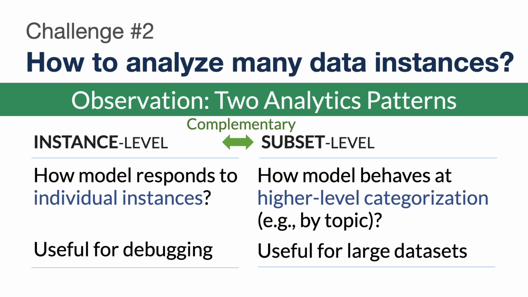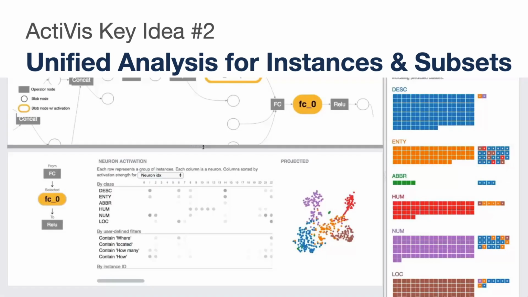And of course, at Meta, a lot of data sets are really big, so you cannot really look at every single instance by yourself. That means some aggregation or summarization is important, and this is what we call subset level. Note that a subset here could mean a class, or it could be a user-defined subset of the data set. So the key question here is, how do we unify? How do we provide a way for the user to do both instance level and subset level analysis? That gave us the idea of what we call a unified analysis design for both instances and subsets.